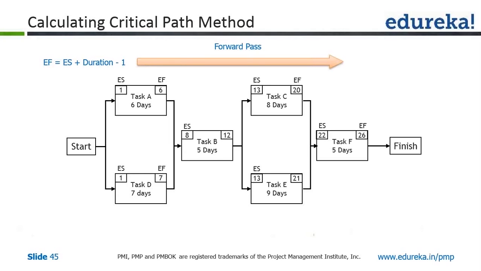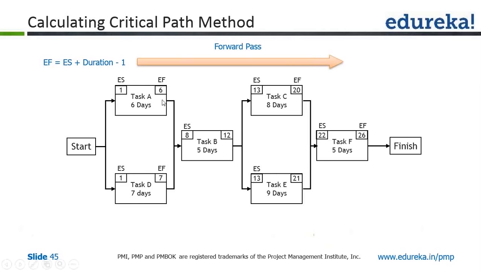Starting on day 1, task A will get over on day 6, and task D, which is a parallel task, will start on day 1, and having a duration of 7 days, it will get over on day 7. Completion of tasks A and D will kickstart task B. Even though task A is getting over on day 6, task D is getting over on day 7, and B cannot start until A and D are both over. So the earliest start date for B is day 8, and having a duration of 5 days, the earliest finish date for task B is 12.